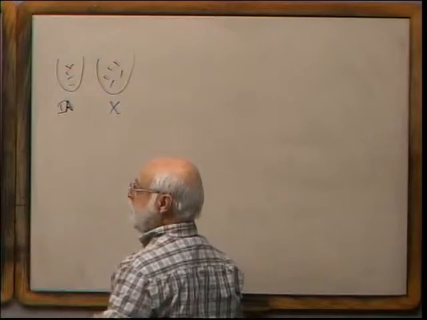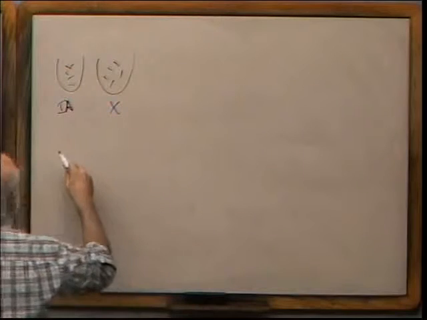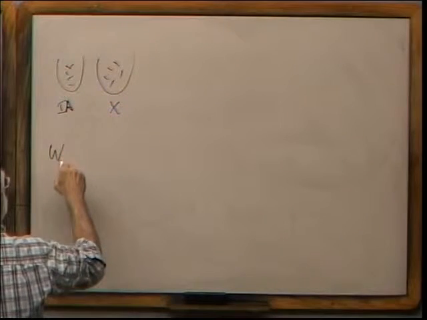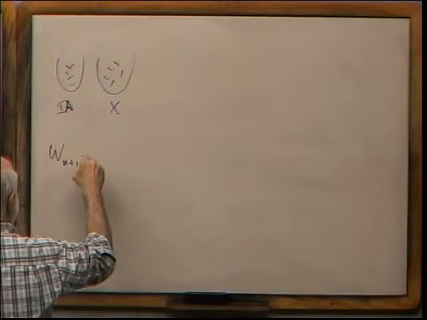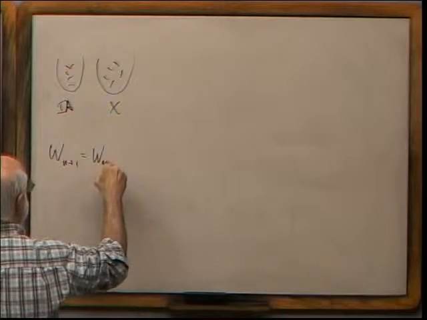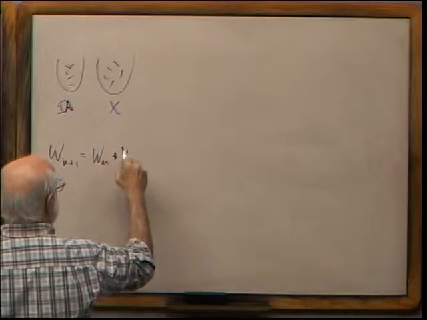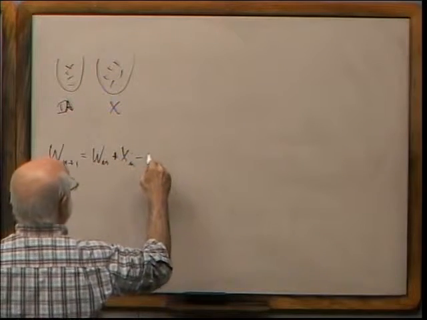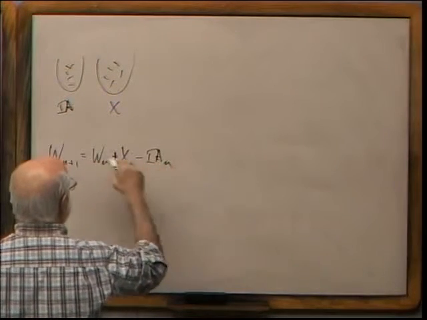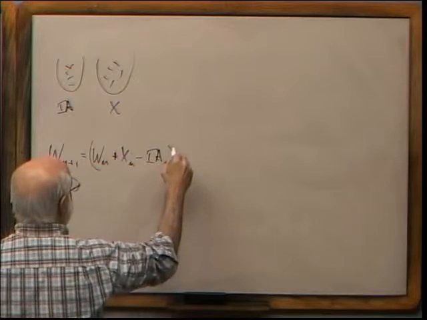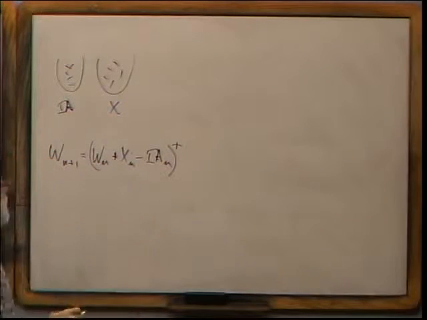I'll write it again. The recursion is that the waiting time for customer n plus 1 is equal to the waiting time for the previous customer plus the service time for the previous customer minus the time between them, minus the inter-arrival time, as long as that's positive. And if it's not, then I set it equal to 0. Okay, so there's the logic of my simulation.